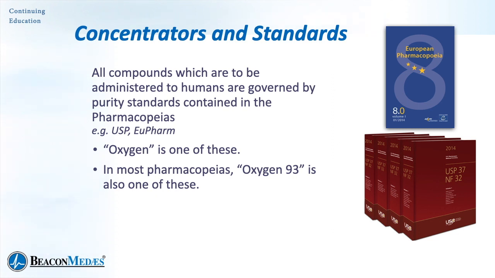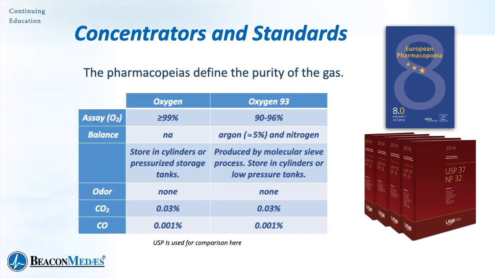Now this is recognized. We have two monographs in the pharmacopoeia for oxygen. One is oxygen, produced by an air separation plant, which has a concentration of 99%, and the other is oxygen 93, produced by a concentrator using a molecular sieve, which has a concentration of 90 to 96%. So this is what it looks like. Essentially, two different monographs in the pharmacopoeia, both usable as breathed oxygen, but they have different specifications because of the different way they are produced.